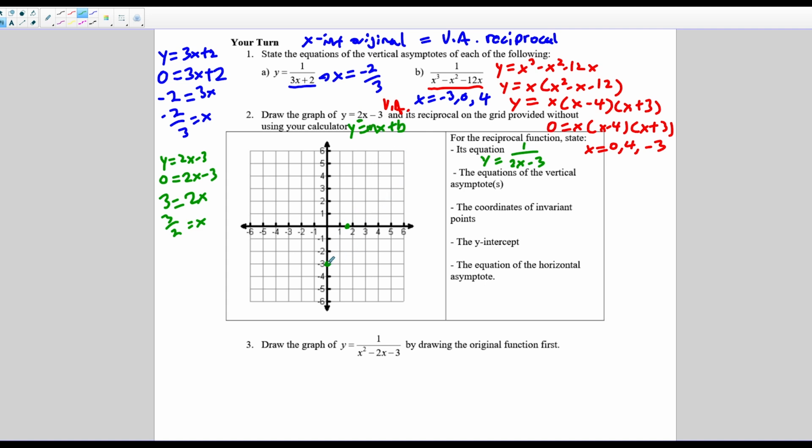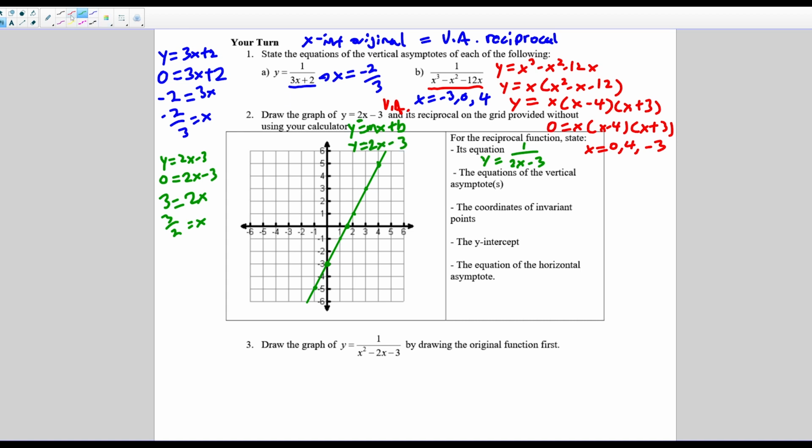So starting from here, we're going to move up 2, right 1, up 2, right 1, up 2, right 1, and we can graph our original function. Let's draw a straight line through those points. Let's adjust this a little bit. And we have our graph of y is equal to 2x minus 3. Let's label it: y is equal to 2x minus 3.